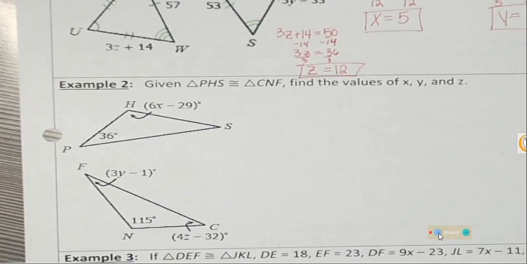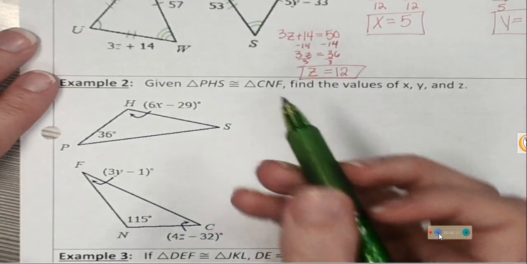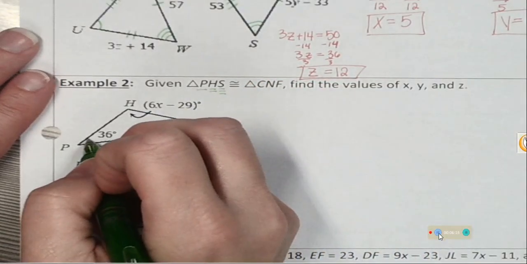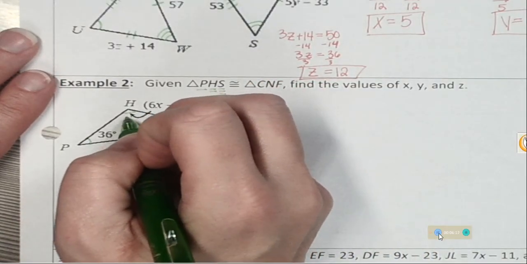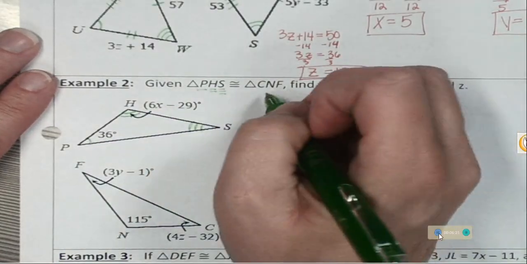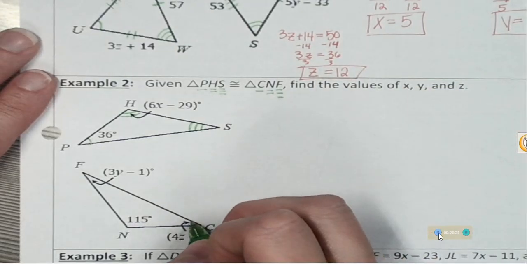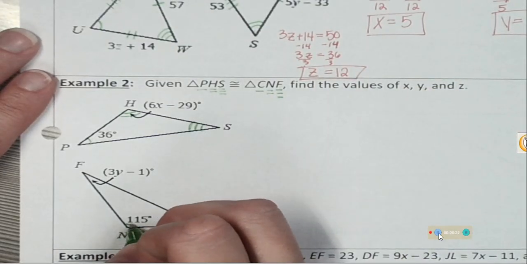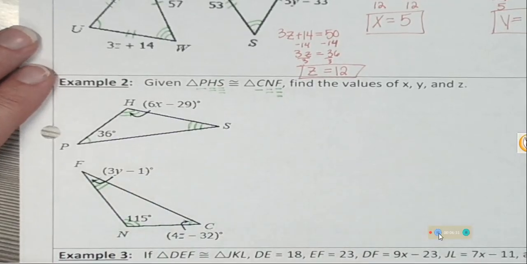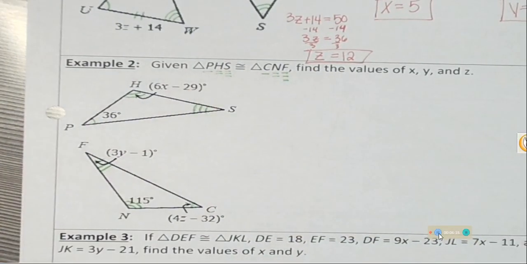The first thing you're going to do is mark what you're given. So I'm going to use my green pen and P, H, S is congruent to C, N, F. So C is 1, N is 2, F is 3. So I mark my angles based on my statement.